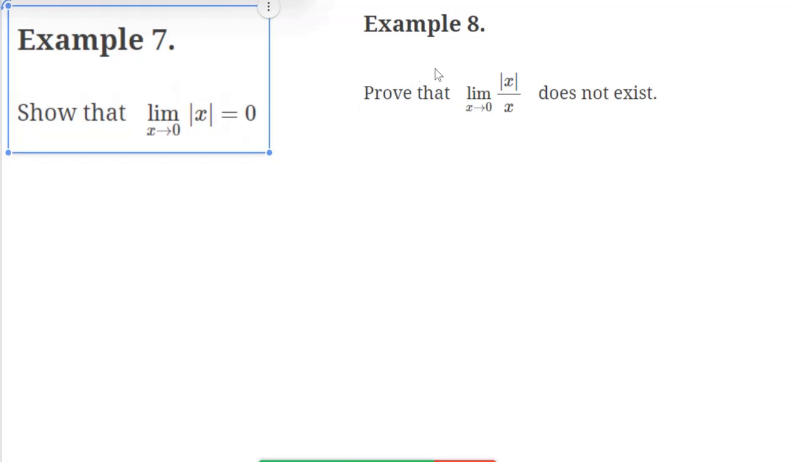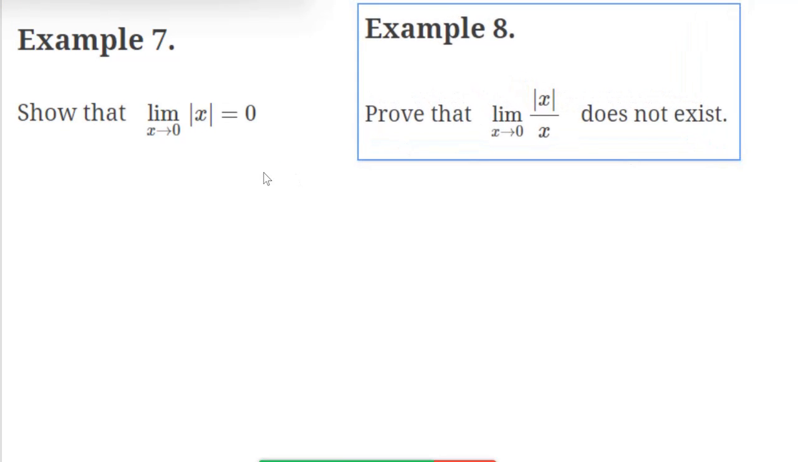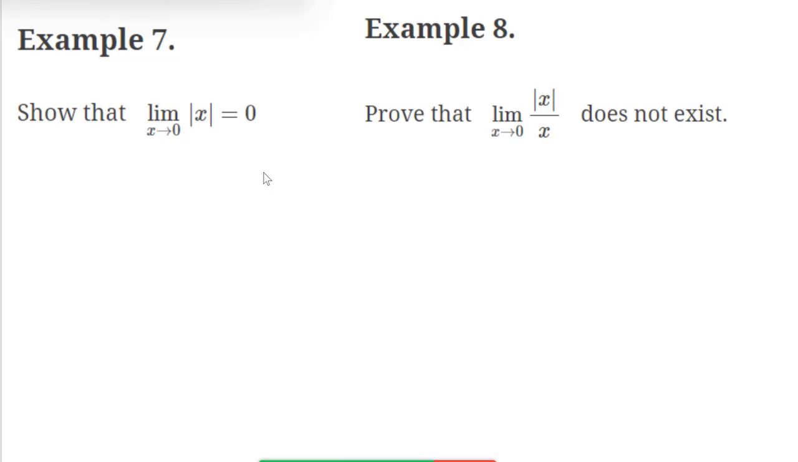So let's look at these two problems. Look at example 7 first. Oh, that's easy. What is absolute value? Absolute value is V-shaped. It's like a V-shape.